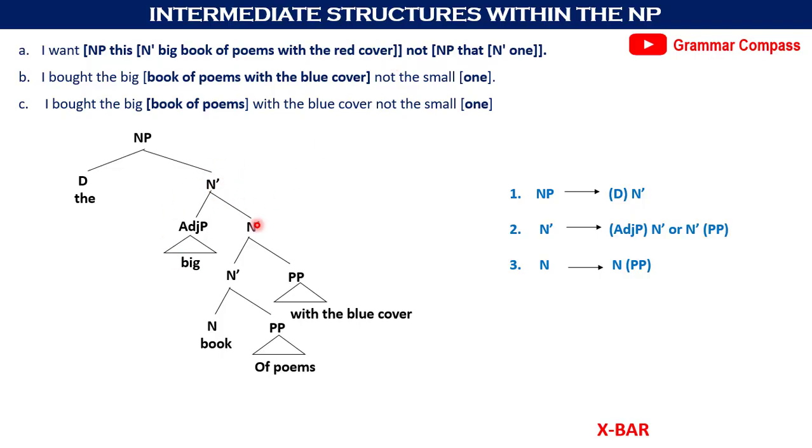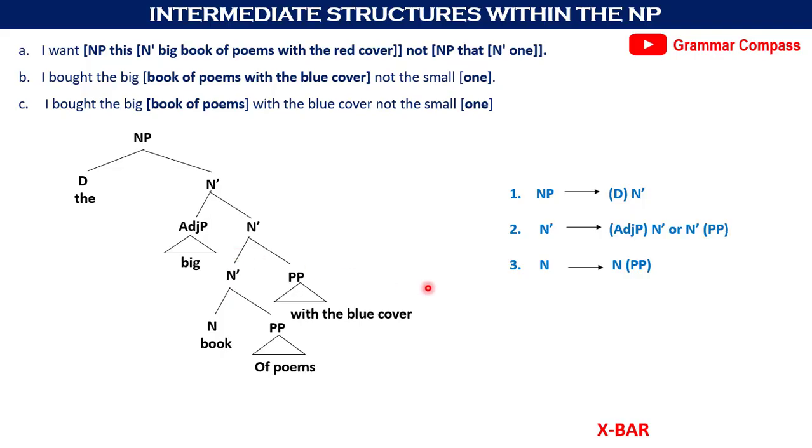Now our next n bar targets the big one. The big one. So the big book of poems with the blue cover. Our last n bar over here targets book of poems. So we say the big book of poems with the blue cover. We cannot replace the head noun with 1. So you can say the big one of poems with the blue cover. That is not correct in English. It may be in other dialects.